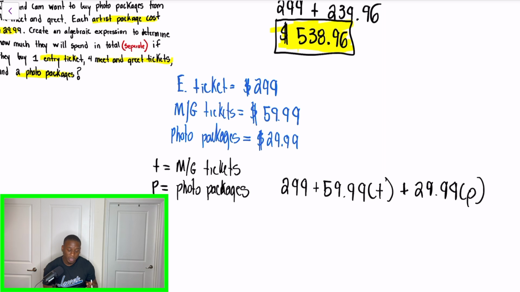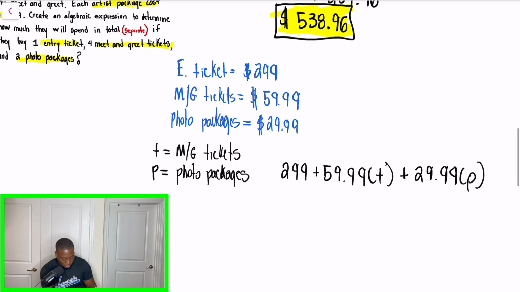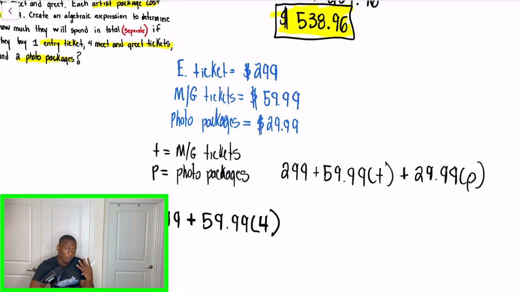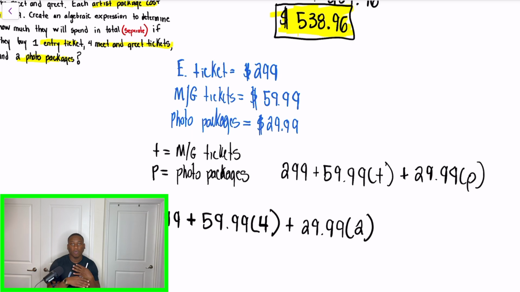And remember, they told us, so they said one entry ticket, right? So when we finally do this, we have $299. That's the one entry ticket, plus the price of the meet and greet tickets. We're going to multiply that by 4 because we got 4 of them. And then at the end, we're going to add the price of the photo packages, and they told us that we're going to be buying 2. Right?